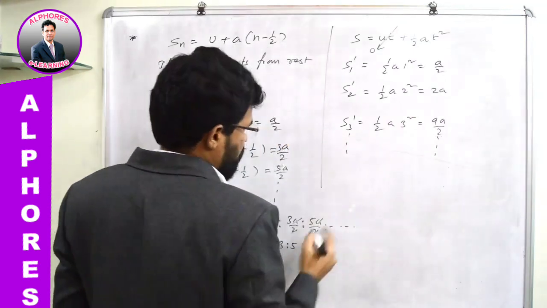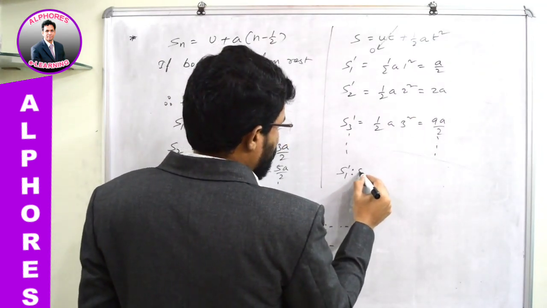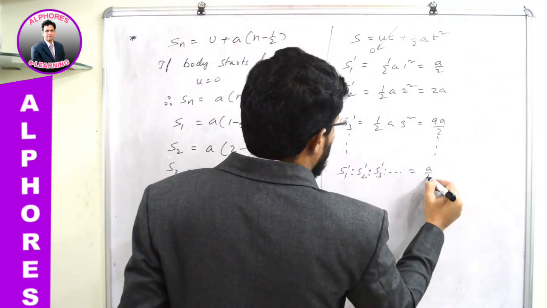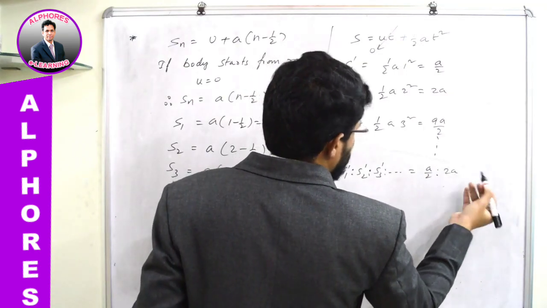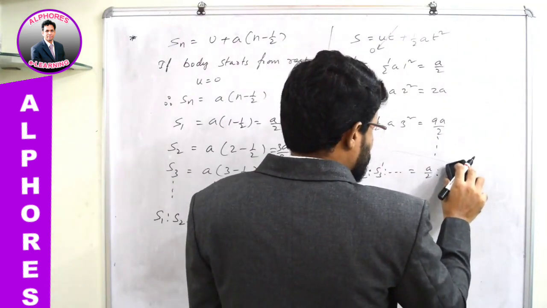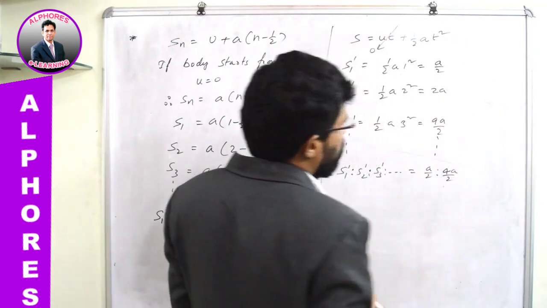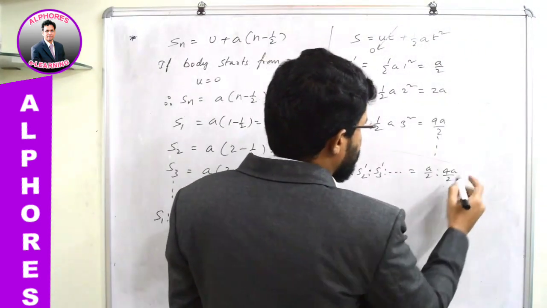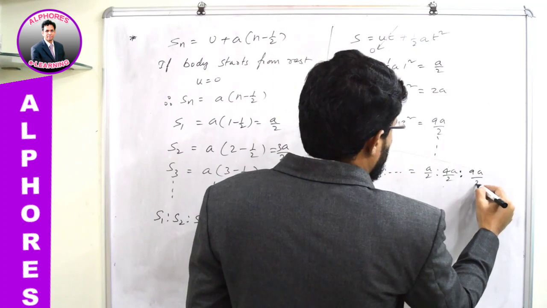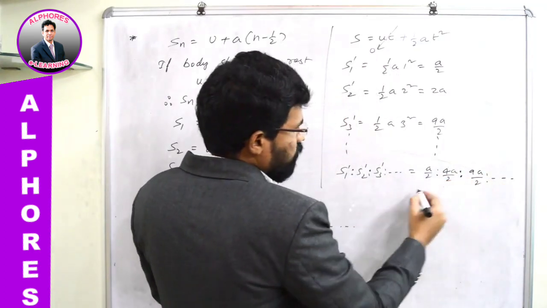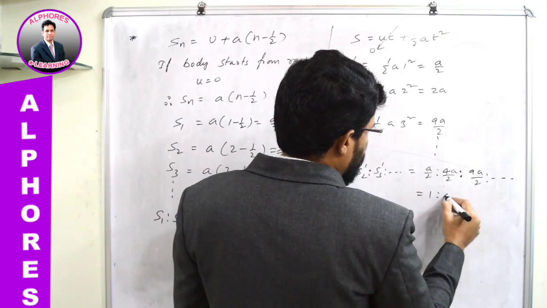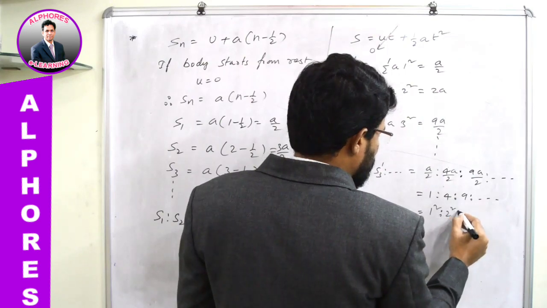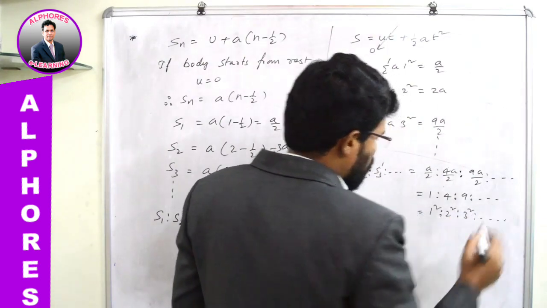So let us take the ratio between these things. S1 dash is to S2 dash is to S3 dash is to, and so on, is equal to a by 2 is to 2a, you can take it like this, 4a by 2. The equation is not disturbed, it is intact. When you divide, you will get back a by 2 is to 2a by 2 is to 9a by 2, and so on. A gets cancelled, 2 gets cancelled, and you are left with 1 is to 4 is to 9, and so on. This can be written as 1 square is to 2 square is to 3 square, and so on. That's how you can write.